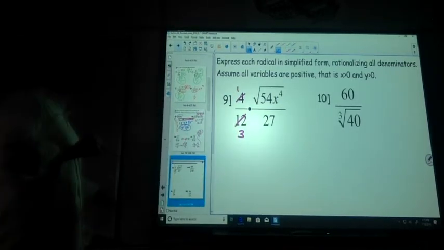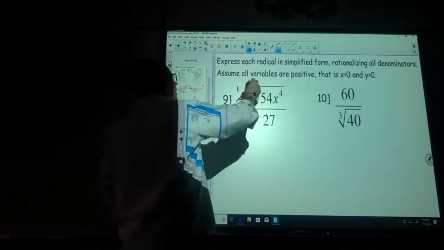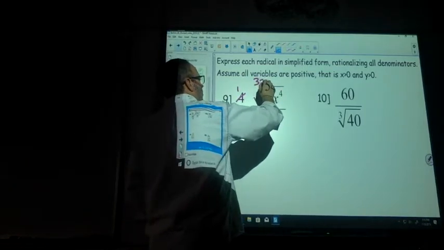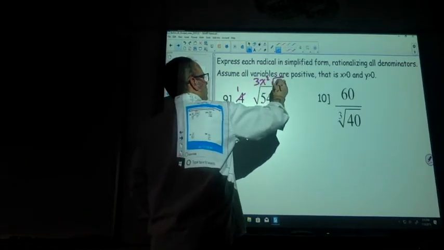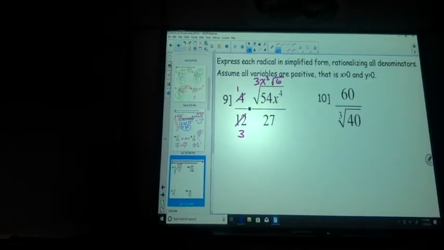I'll start there. Is that okay? Yes. Is that okay so far? All right, now I have to recognize that 54, being that we're dealing with square root, is 9 times 6. Does that make sense? So the square root of 9 is 3. Square root of x to the 4th is x squared, and then I have root 6. I'm going to pause for a minute because some magical stuff just happened up there and we skipped it, right?